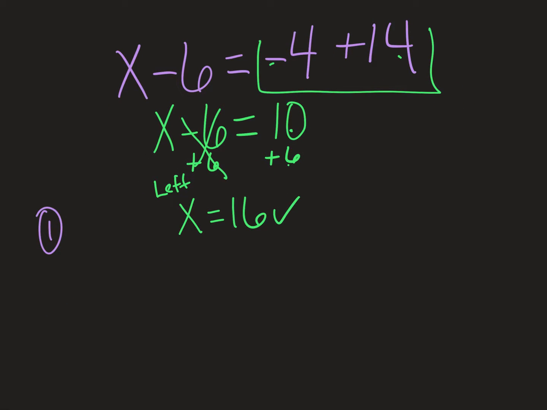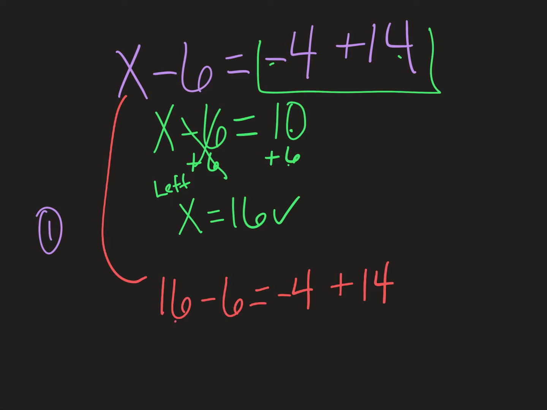I can check that. I can come back up here and I can say the value of x is 16, 16 minus 6 equals a negative 4 plus 14. 16 minus 6 equals 10, and we know that this equals 10, and so my problem is correct. All right, let's move on.